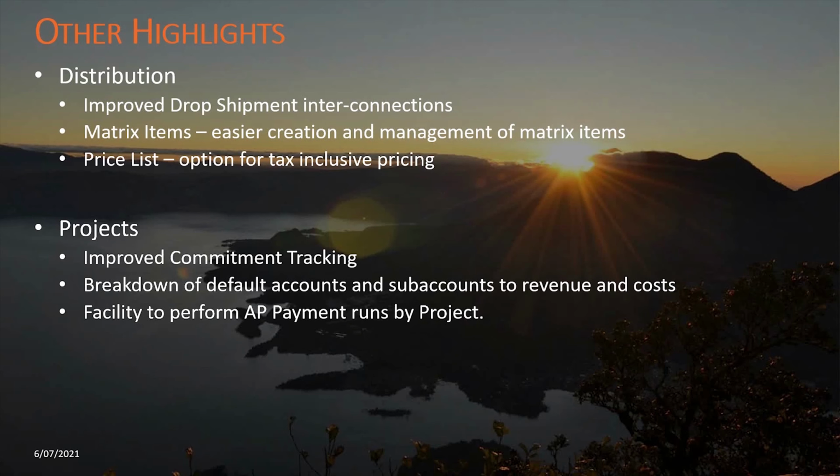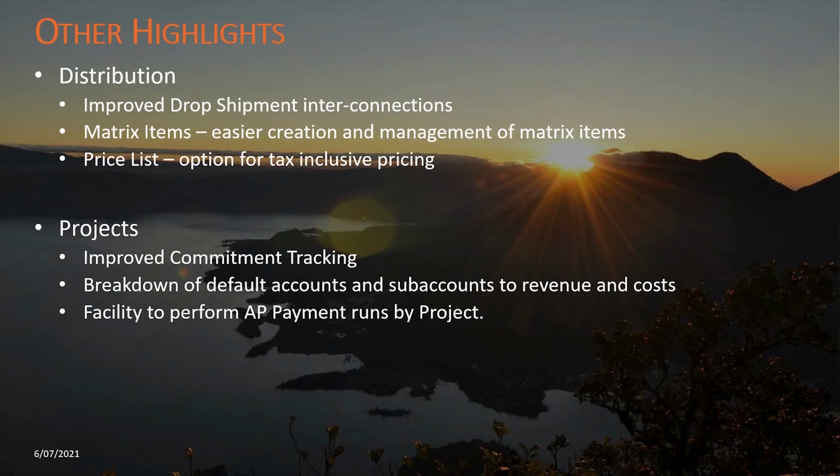Okay, a brief overview of other highlights. Drop shipments. The functionality there has been improved. There's a lot more interconnections and better visibility on the drop shipments. Matrix items, although none of you are using matrix items that I know of at the moment, matrix items are like colour, size and style. Used to be sub-items were primarily used for this, but matrix items is a more flexible means, and they've just improved that even more. Pricing, well, you now have a more straightforward way of being able to do tax inclusive or tax exclusive pricing.